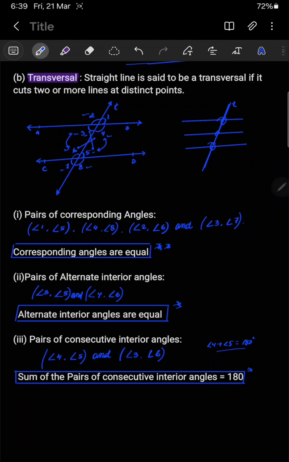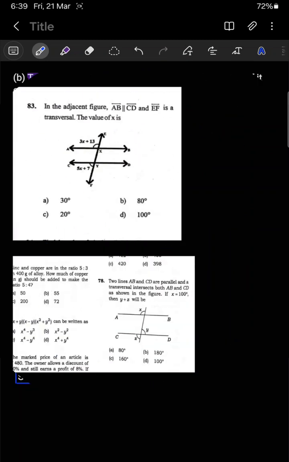Then 3 and 5 are alternate interior angles, and 6 and 4 are also alternate interior angles, so they are also equal. Then 4 and 5 are consecutive interior angles, and 3 and 6 are also consecutive interior angles, and their sum is 180. I hope this concept is clear. Now let's solve the question.